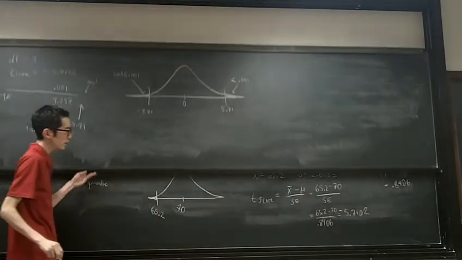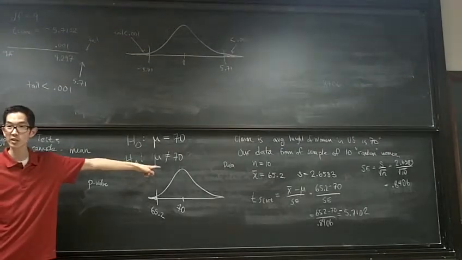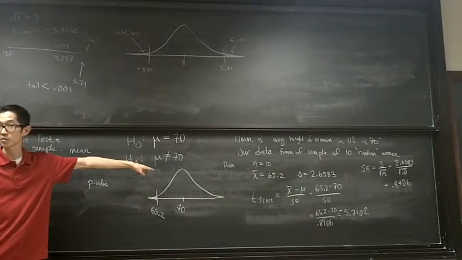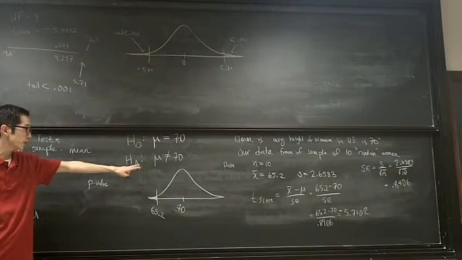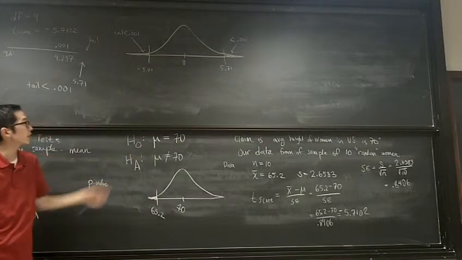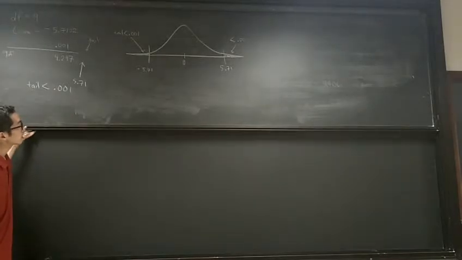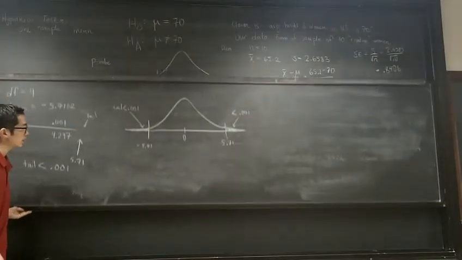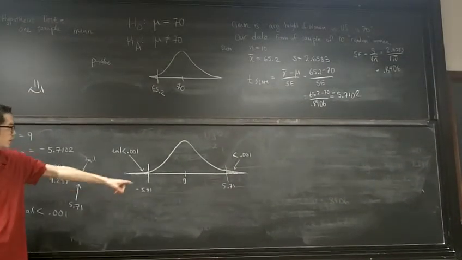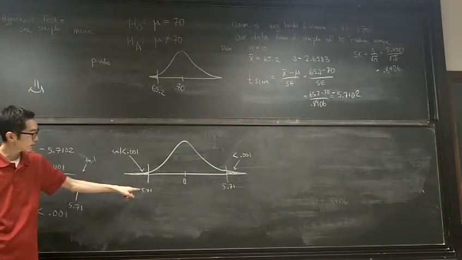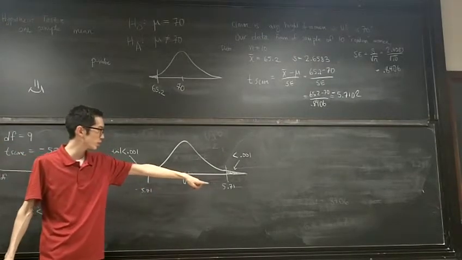Anytime you have a not equal sign, we have a two-sided test. Do you remember that? So I've got a not equal sign, so I have a two-sided test, which means I want a tail equally distant from 0. So I got negative 5.71 and 5.71.